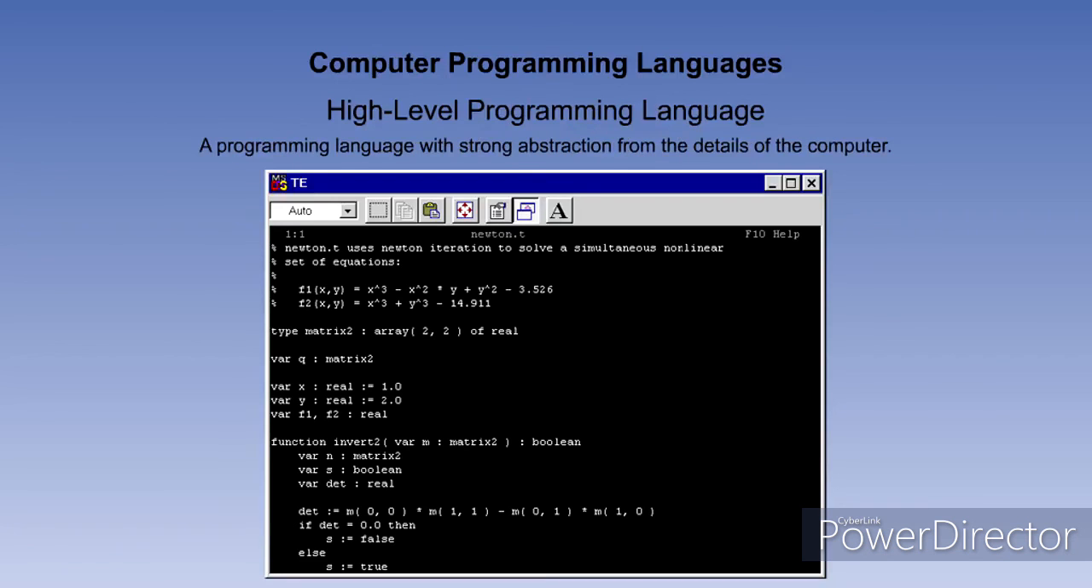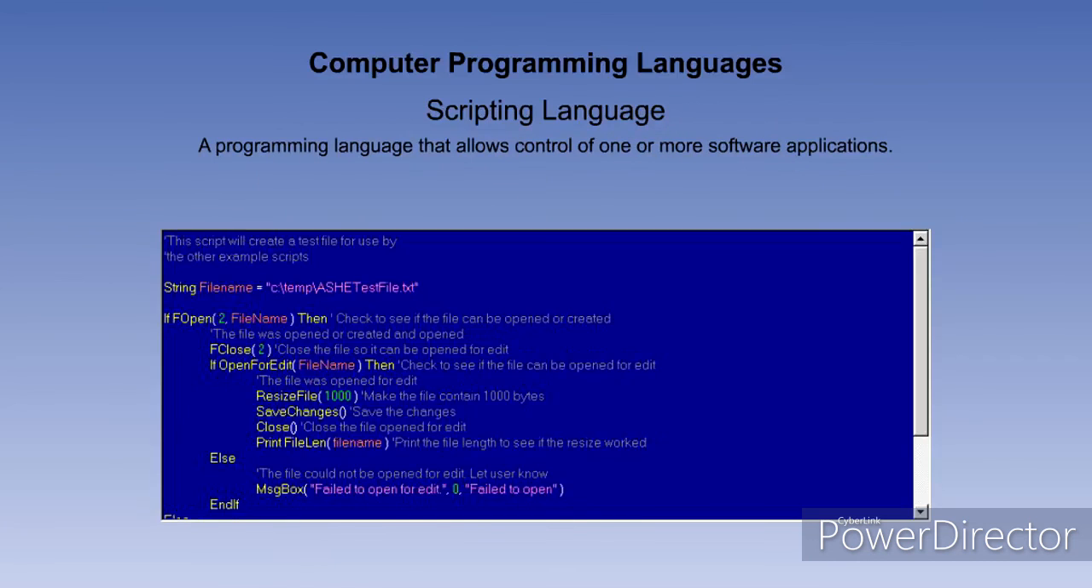A high-level programming language is a programming language with strong abstraction from the details of the computer. Many normal words are used during programming. In comparison to assembly language, it is easier for the programmer to use and is more portable across different types of computer. A scripting language is a programming language that allows control of one or more software applications.